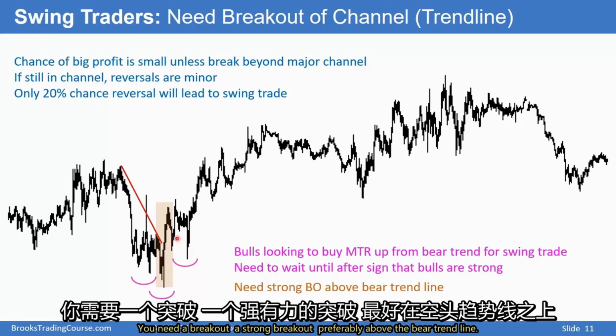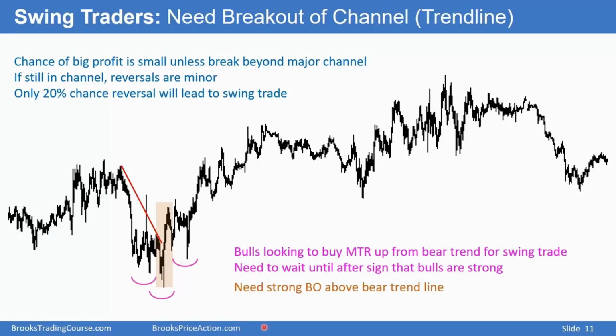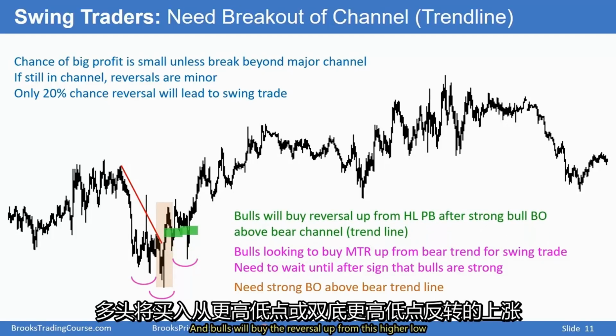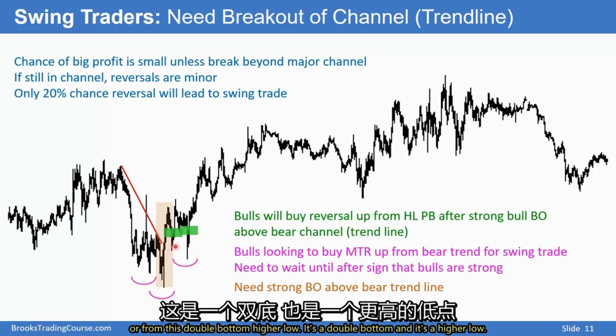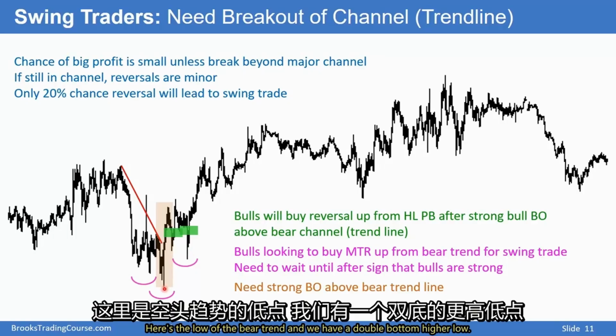You need a breakout, a strong breakout, preferably above the bear trend line. And bulls will buy the reversal up from this higher low or from this double bottom higher low. It's a double bottom and it's a higher low. Here's the low of the bear trend, and we have a double bottom higher low.